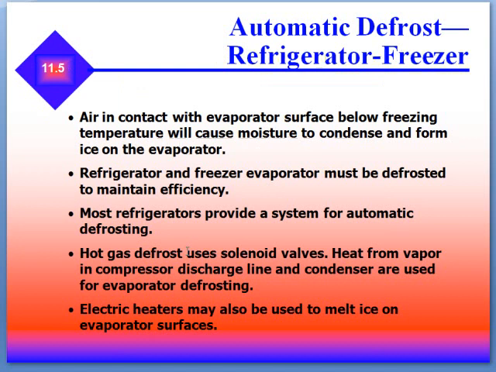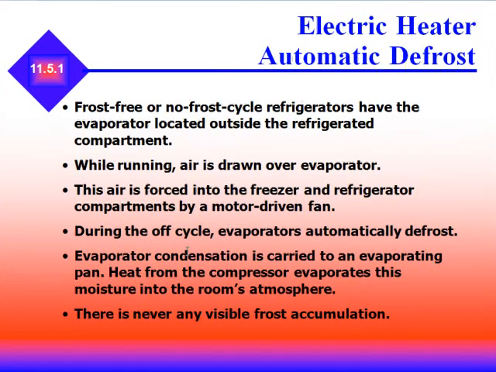There are more and more systems out there with automatic defrost. When you have a freezer, air in contact with the evaporator surface at below freezing temperatures will cause moisture to condense and form ice on the evaporator. The refrigerator and the freezer evaporator must be defrosted to maintain efficiency. Most refrigerators provide a system for automatic defrosting. Hot gas defrost uses solenoid valves. Heat from vapor in the compressor discharge line and the condenser is used for evaporator defrosting. Electric heaters may also be used to melt ice on the evaporator surfaces.